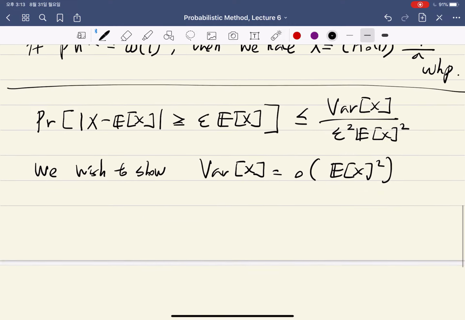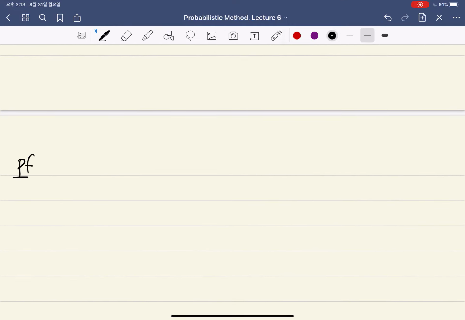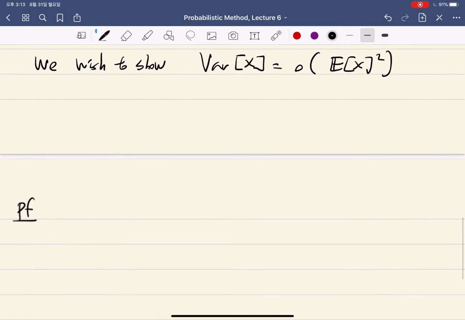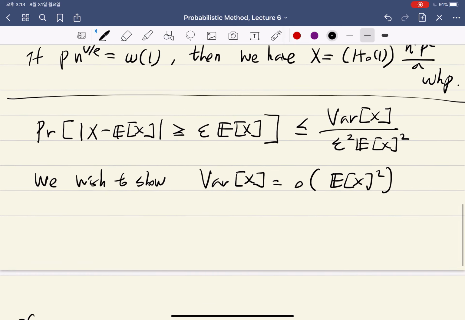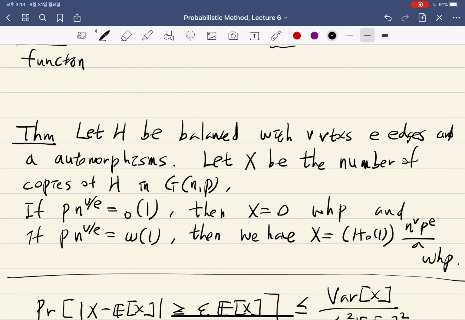So let's first show the first case. For that, we need to define a certain random variable. Again, what we want to do is, X is a random variable, and we want to decompose it into simpler random variables, actually indicator random variables, which sum up to this X.